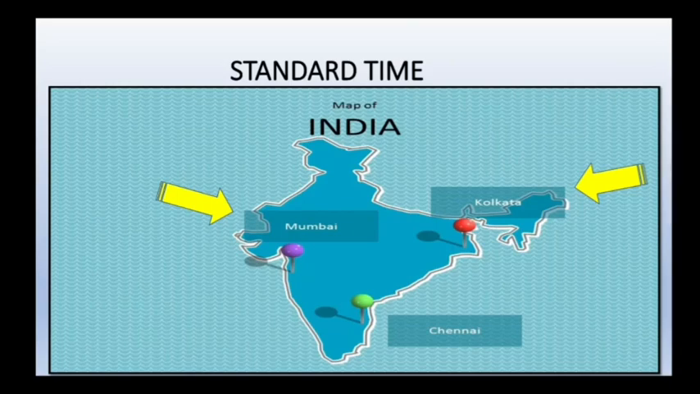That means if we calculate the time in this way, then there will be a 1 hour difference between the two states. For example, if it is 10 in the morning at Mumbai, then Kolkata will be ahead, as it is towards the extreme east. The time in Kolkata will be 11 in the morning.